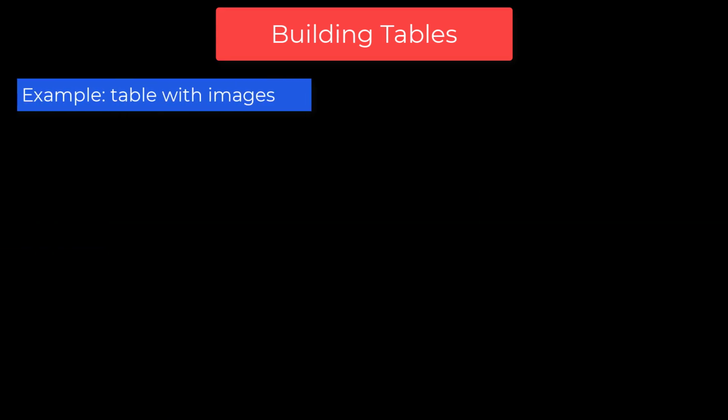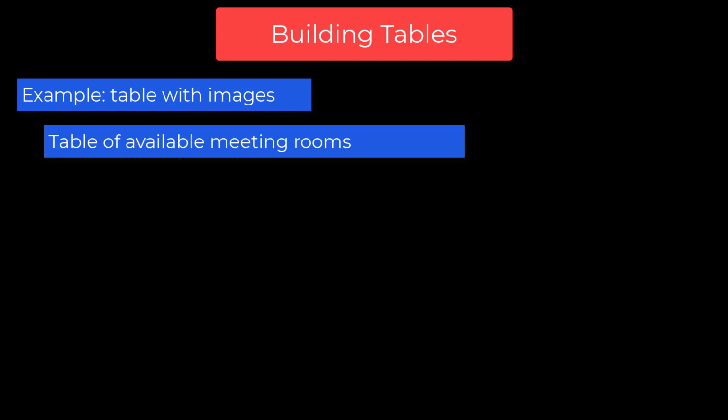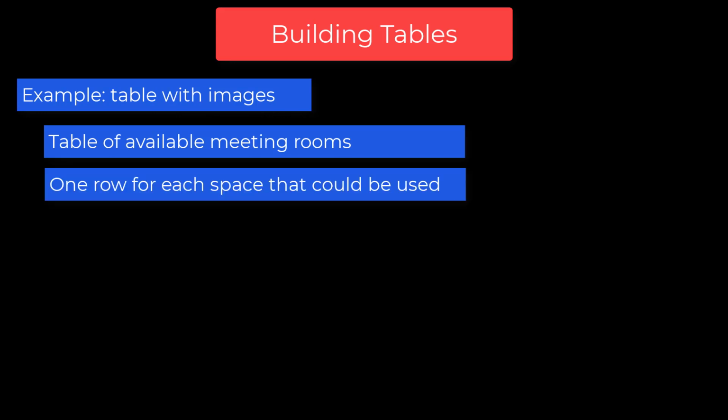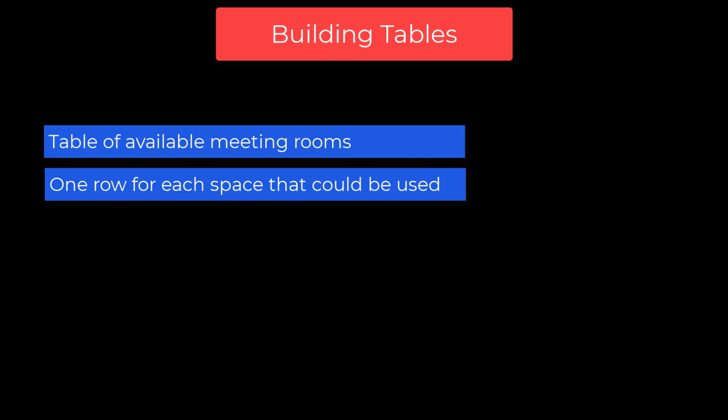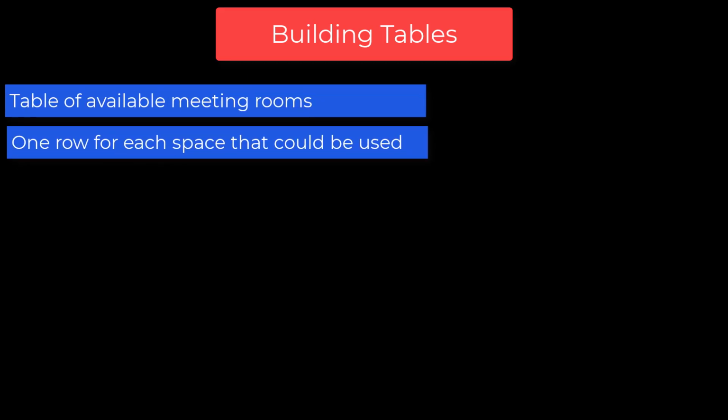For our second example, let's build a table with images. Here we've been given the task of presenting a table of available meeting rooms. Eventually, this will be used for scheduling of meetings. We want 1 row for each space that could be used. We might start like this in the body.